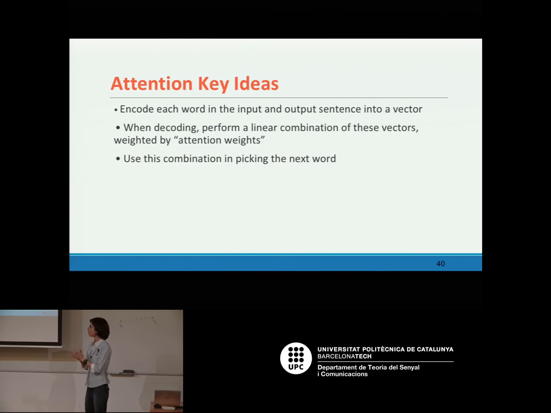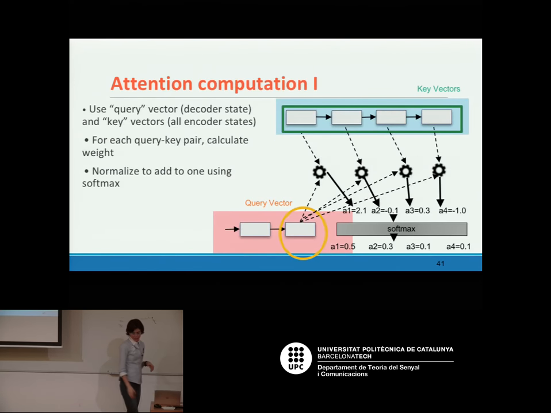We encode each word in the input and the output sentence into a vector. When decoding, we perform a linear combination of these vectors weighted by the attention weights, and we use this combination in picking up the next word. So how do we compute this attention with these key ideas?